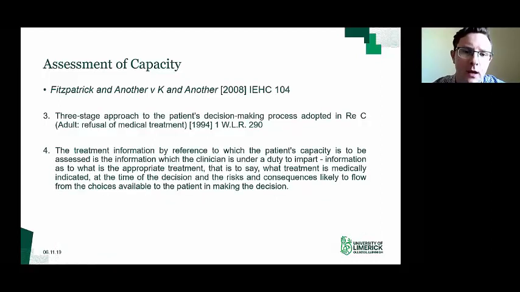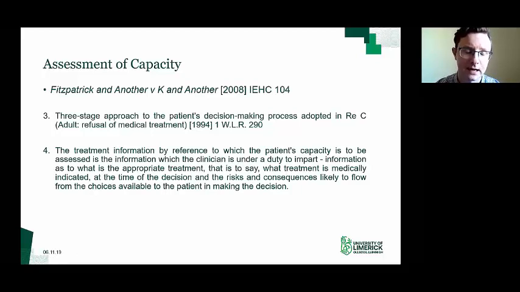The third point here drew on the three-stage approach which had been set out in an English case of REC. But what the court focused on here was whether the individual comprehended the information. So did the individual comprehend and retain the information? We're not looking for retaining the information for an indefinite period of time. We're looking for whether an individual can retain the information for a sufficient period to allow them to make a decision. The second element then is whether they believed the information, and the third element is whether they had weighed the treatment information. So were they able to consider the alternative choices, likely outcomes in making their decision. So these are the 3 points which stem from the decision in REC.